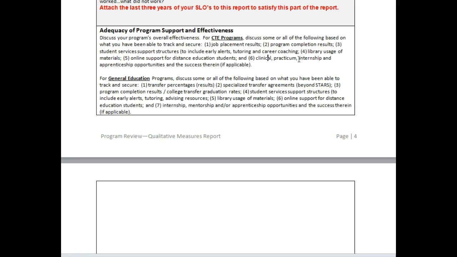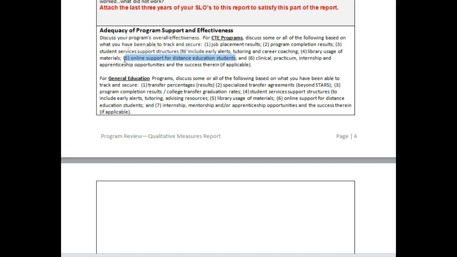Also, for number 5, online support and distance education students, if you have those, you want to talk about how those students are doing in terms of effectiveness in their academic courses, as well as connections with the library, as well as just their matriculation out of your program. Also, for 6, clinical practicum internships, apprenticeships, you want to talk about those opportunities and the successes therein.